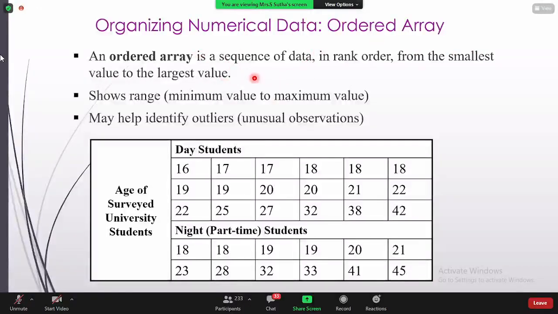So when we are ordering this data, we can easily identify the range. Range means the minimum value to the maximum value. What is the minimum value and what is the maximum value? From which value to which value, we can find out, right? And also it is very useful to identify the outliers, right? That is unusual observations. That is the main thing of the numerical data.